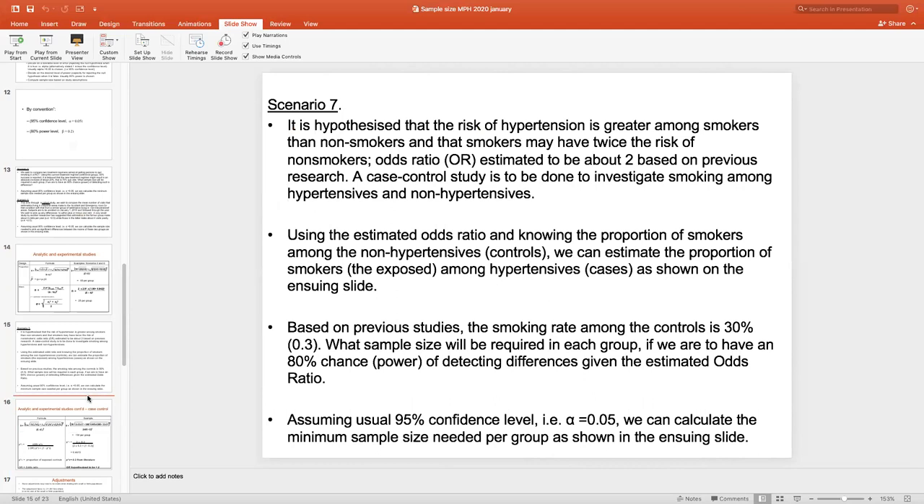We want to do a case-controlled study to investigate the relationship between, say, smoking and being hypertensive and being non-hypertensive. Now we are doing a case-controlled study. So the cases are the hypertensive, and the non-hypertensive are the controls. And the risk factor or the exposure is the smoking. Using that estimated odds ratio from the literature, we can actually estimate what proportion of the smokers will exist among the cases, that is, among the hypertensives.